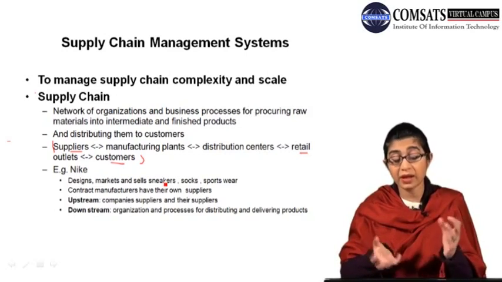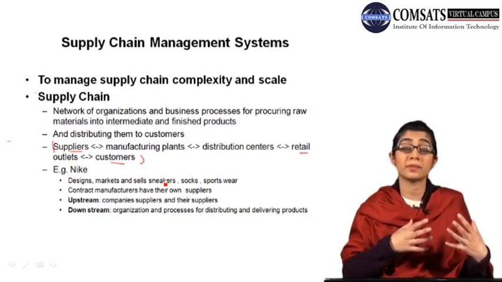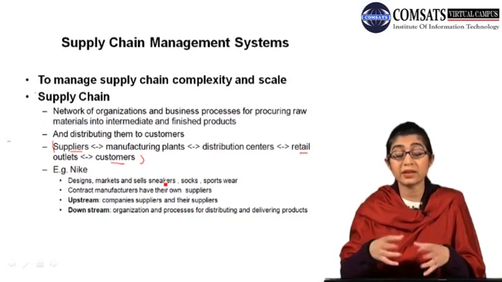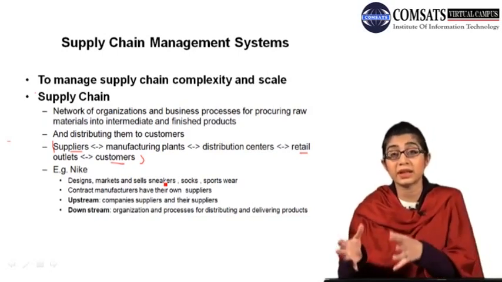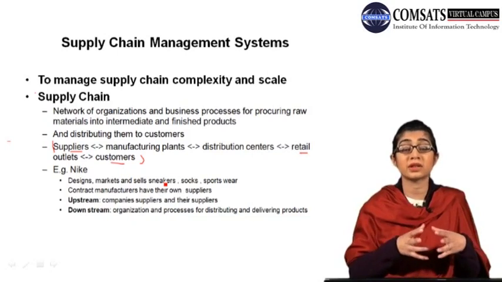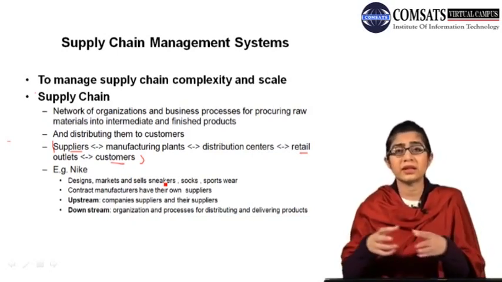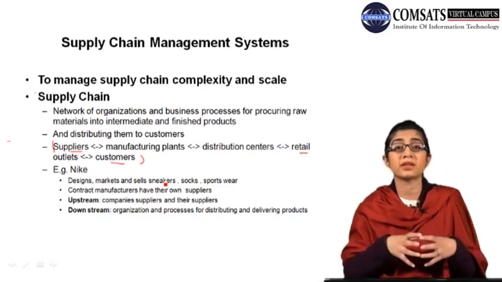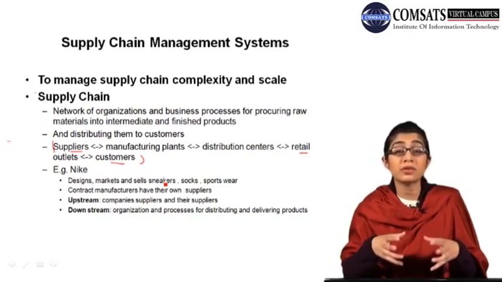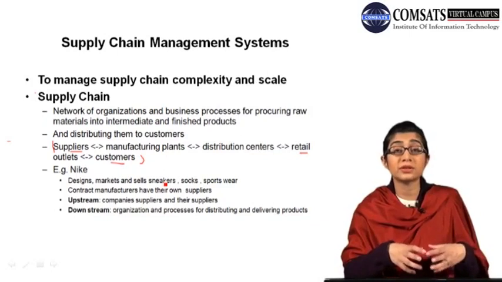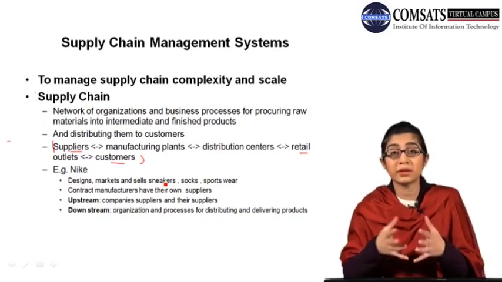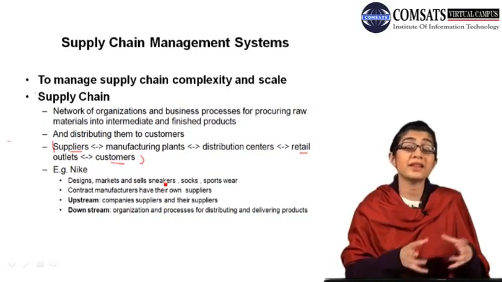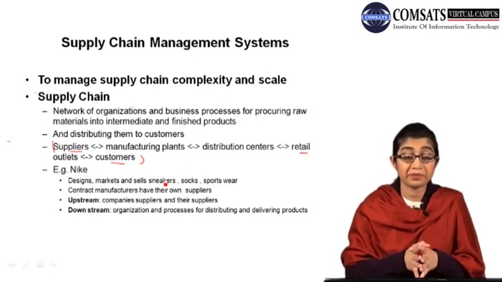Now basically what they have behind them is contract manufacturers that have their own suppliers. So basically Nike has its own contract manufacturers. Where are they? China, Indonesia, Bangladesh, etc. In this kind of countries their contract manufacturers are working. They're creating the goods, obviously with the label of Nike. Now these manufacturers have their own suppliers.